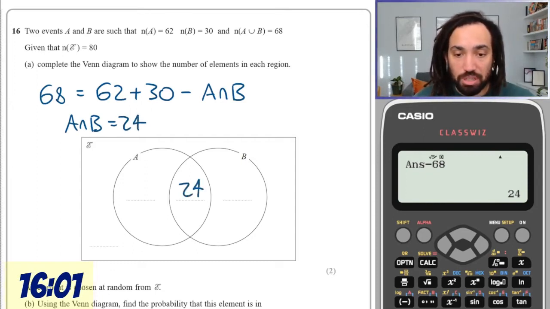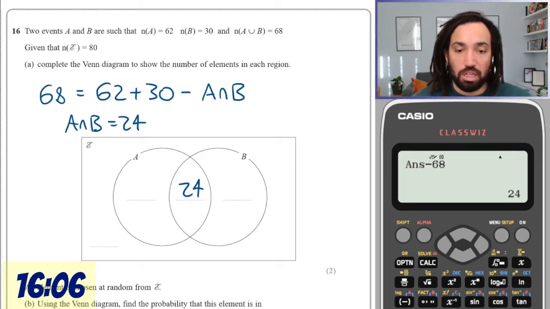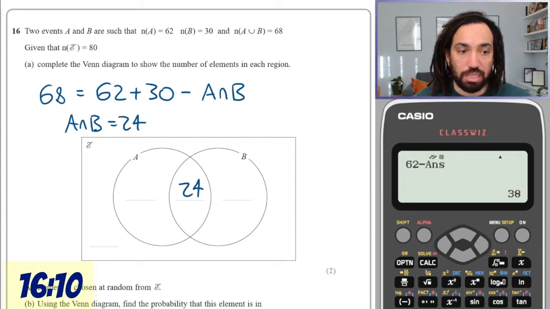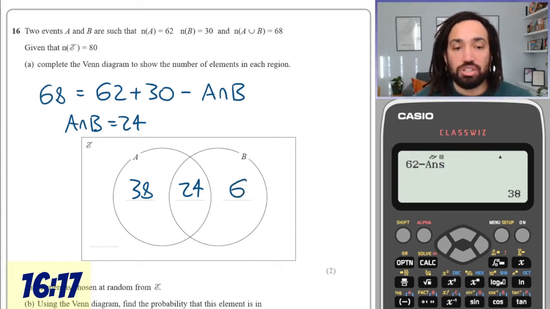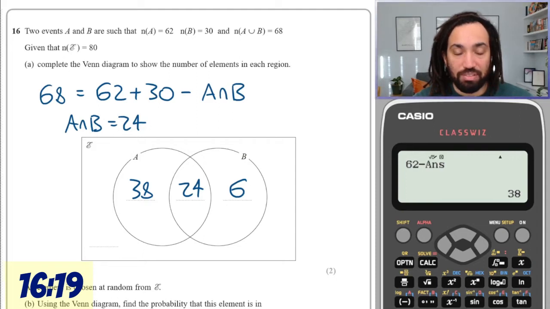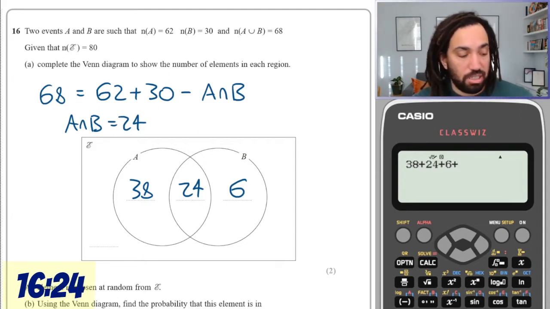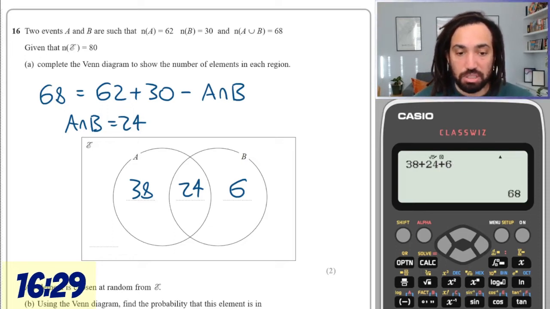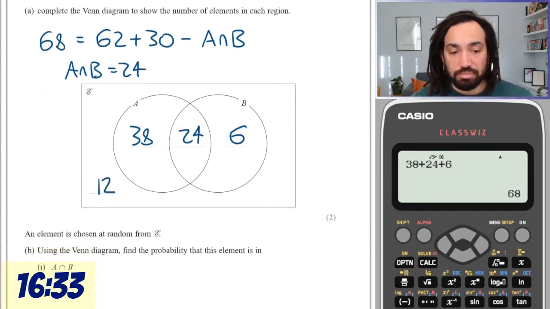So 24 goes in the middle, which means that A is 62 minus 24, which is, I don't want to make a mistake, I'm just panicking, 38. And 30 minus 24 is 6. And the total is 80. So we have 38 plus 24 plus 6 is equal to 68. Yeah, of course it's equal to 68. We know that. So that's 12 goes on the outside to make up to 80.